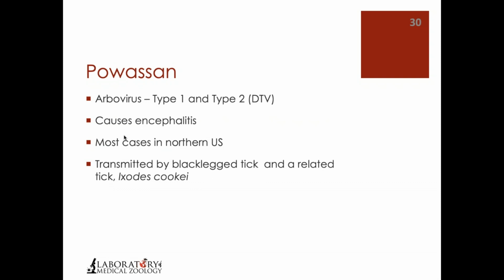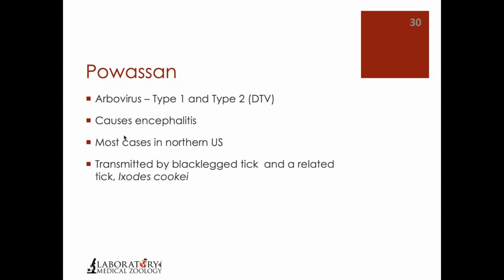Powassan virus is the most common viral pathogen, but still relatively rare, much less than 1% of the ticks that we've tested. There are two different types. Type 1 is the canonical Powassan virus. The disease was initially named for the town of Powassan, Ontario, where it was originally identified. It's actually been found throughout the continental United States, associated with several different tick species. But in recent years, it's been most associated with something called Ixodes cookei, not a deer tick, but a cousin of the deer tick called the woodchuck tick.